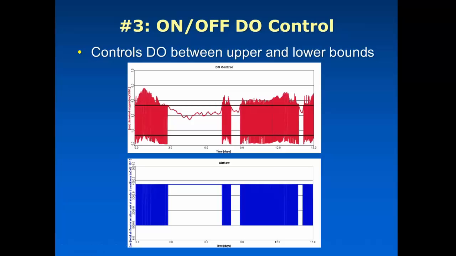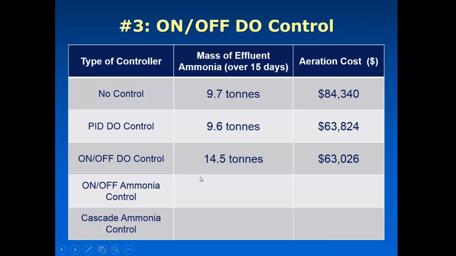DO actually, of course, reacts very quickly to changes to the airflow. And for that reason, an on-off controller isn't really necessarily the best type of control to use, because it's going to bounce back and forth between the two settings. If you try to control it to a tighter band, it's going to make more changes and so on. But just for comparison's sake, let's take a look at that. That gave us 14.5 tons of ammonia in the effluent, and a comparable amount of energy spent to that PID controller. So same amount of energy, but it didn't really do as good a job of controlling the nitrification.